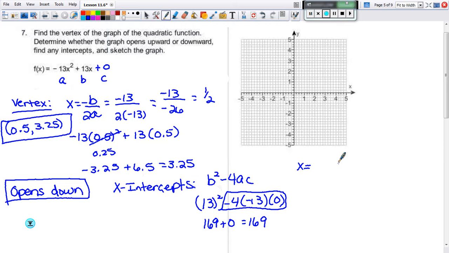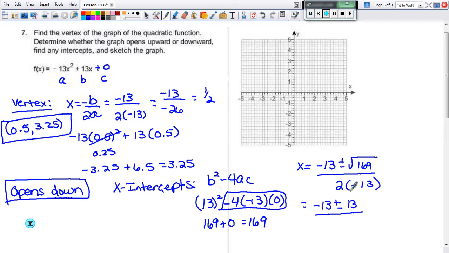So x equals the opposite of b. The opposite of positive 13 is negative 13, plus or minus the square root of the discriminant, all over 2 times a. I'm sorry, that's supposed to be a negative 13 there. Okay, so that equals negative 13 plus or minus the square root of 169, which is 13, all over negative 26.